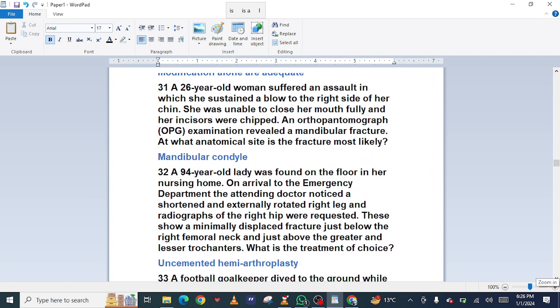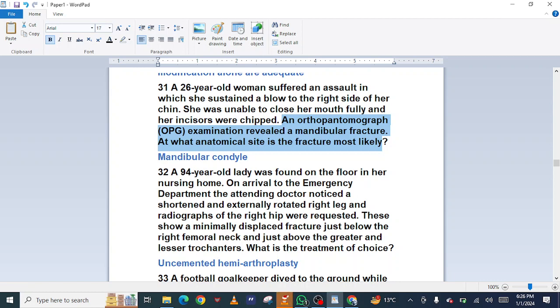An orthopantomograph, OPG, examination revealed a mandibular fracture. At what anatomical site is the fracture most likely? Mandibular condyle. 32. A 94-year-old lady was found on the floor in her nursing home. On arrival to the emergency department, the attending doctor noticed the short, externally rotated right leg.